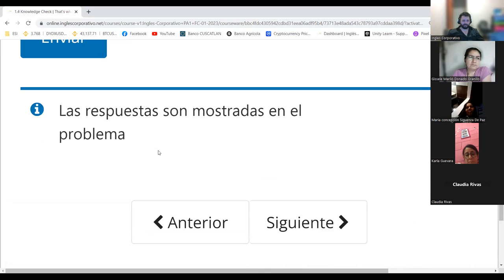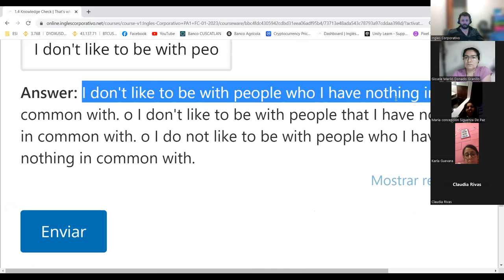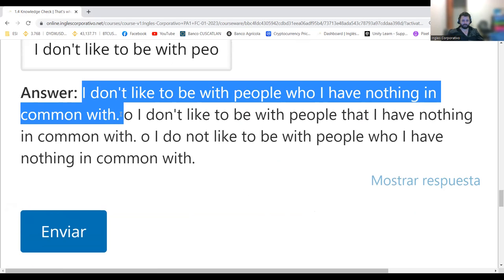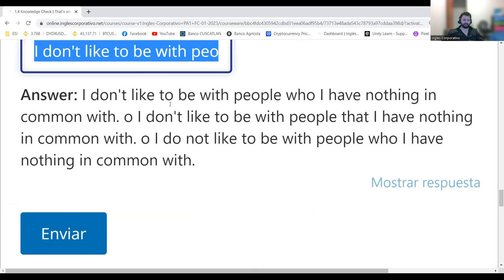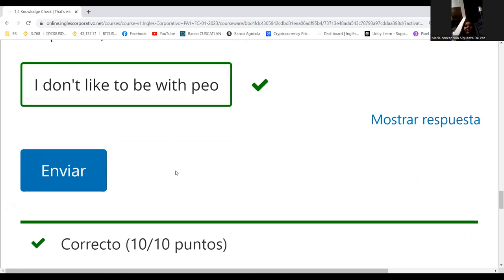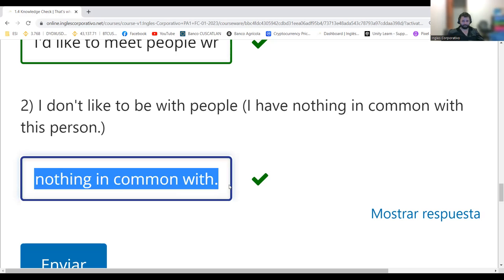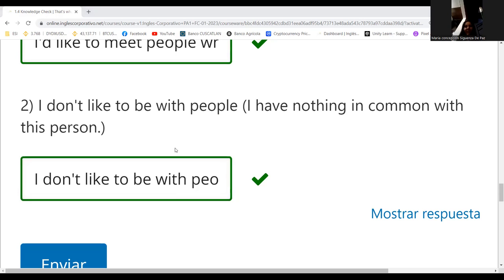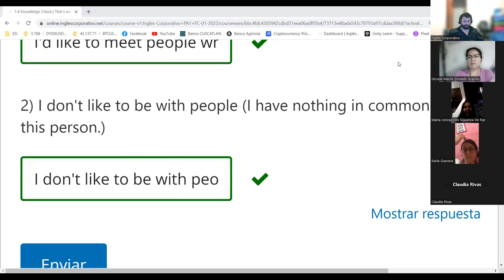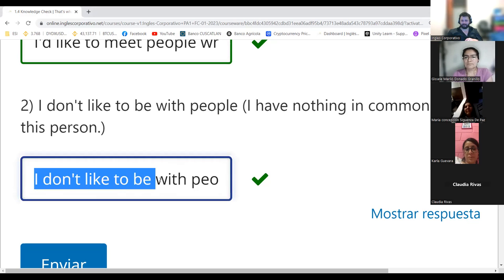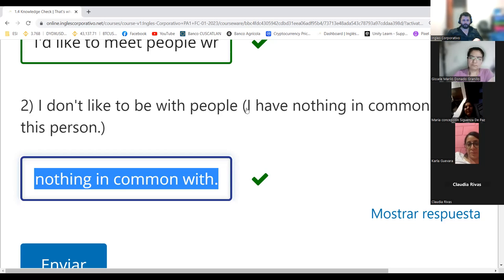All right, guys, so the platform wants us to give this answer. I don't like to be with people who I have nothing in common with, right? Pongan esa respuesta, guys. Not that the previous answer was wrong, but the platform wants this answer, okay? Now, whoever put "who have nothing in common with me," that is actually a better answer, okay? Esa respuesta es una respuesta aún mejor, that is clearer than this answer. But yes, guys, if you got this wrong, just put it like this. It doesn't mean that your answer wasn't correct. It's just that the platform wants it this way, okay? Got it? Yes. All right.